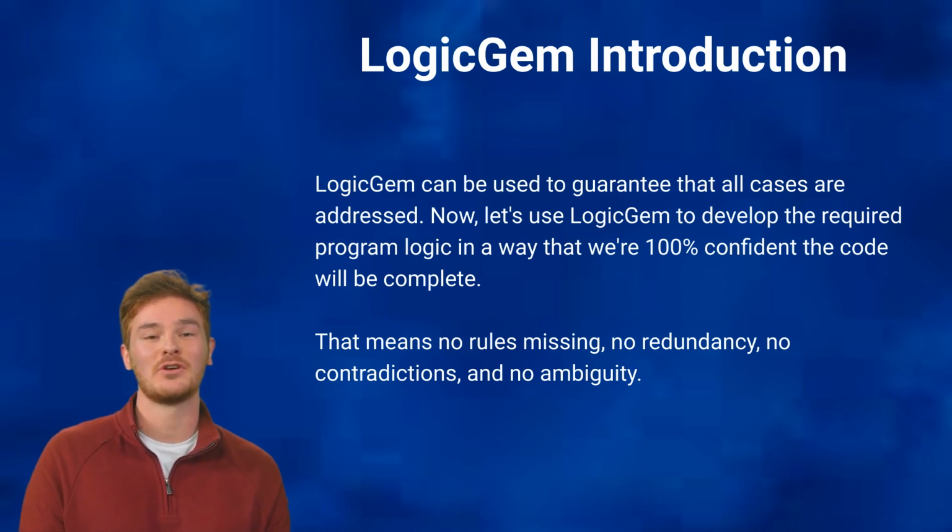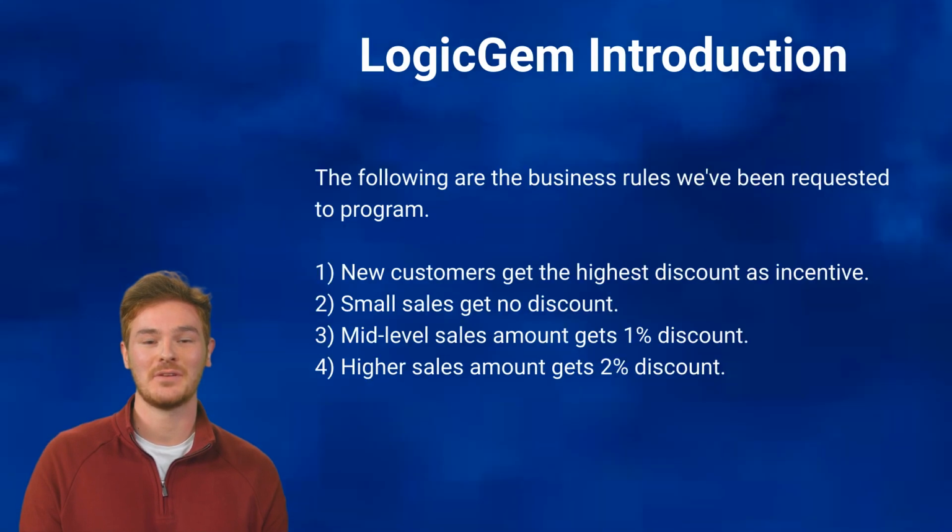Now, let's use LogicGem to develop the required program logic in a way that we're 100% confident the code will be complete. That means no rules missing, no redundancy, no contradictions, and no ambiguity. The following are the business rules we've been requested to program. 1. New customers get the highest discount as incentive. 2. Small sales get no discount. 3. Mid-level sales amount gets 1% discount. 4. Higher sales amount gets 2% discount.